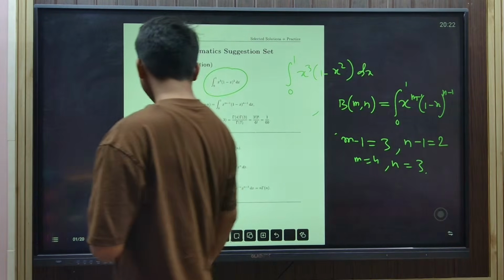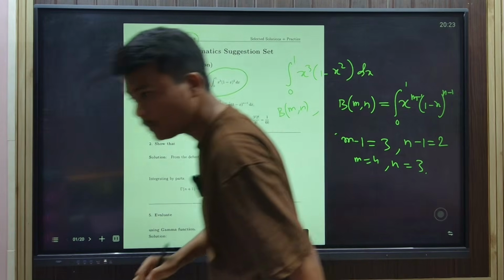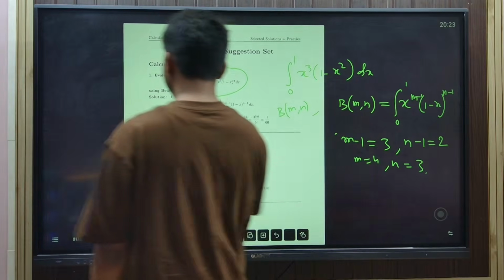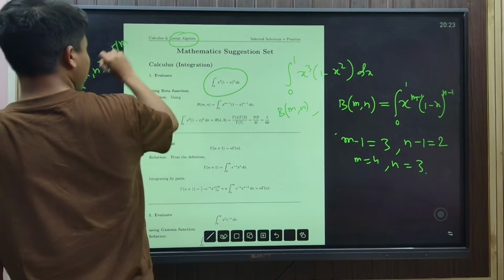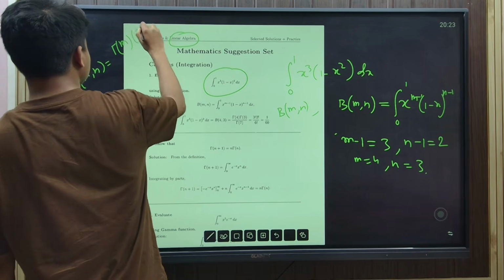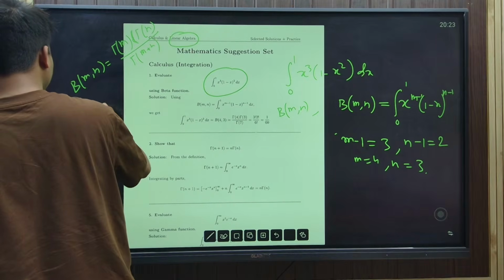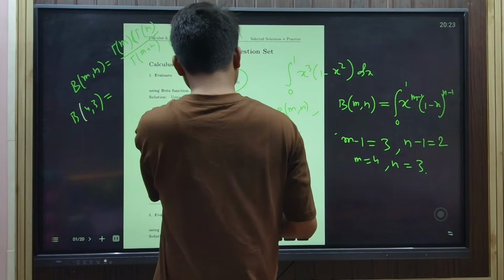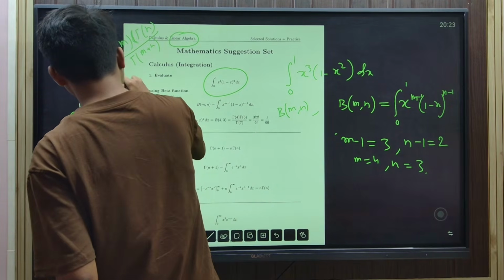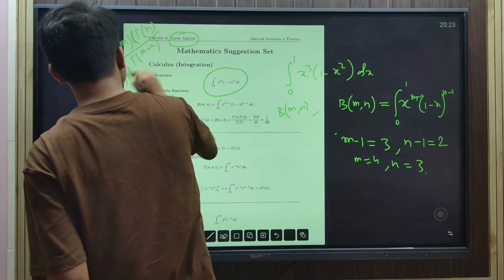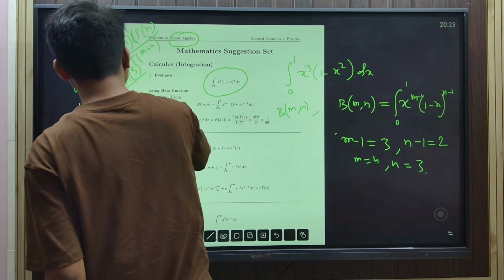So what is beta of m comma n? Is it visible? Yes. Beta of m comma n equals gamma of m into gamma of n divided by gamma of m plus n, right? So beta of 4 comma 3 will be gamma of 4 into gamma of 3 divided by gamma of 7.